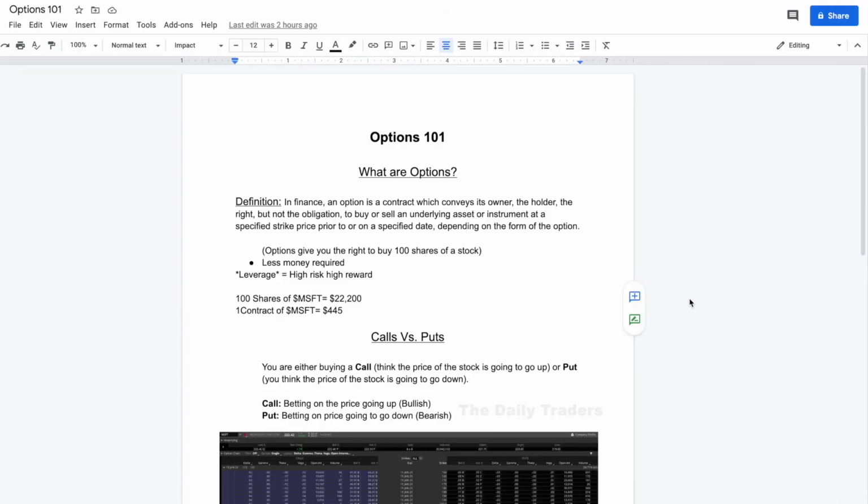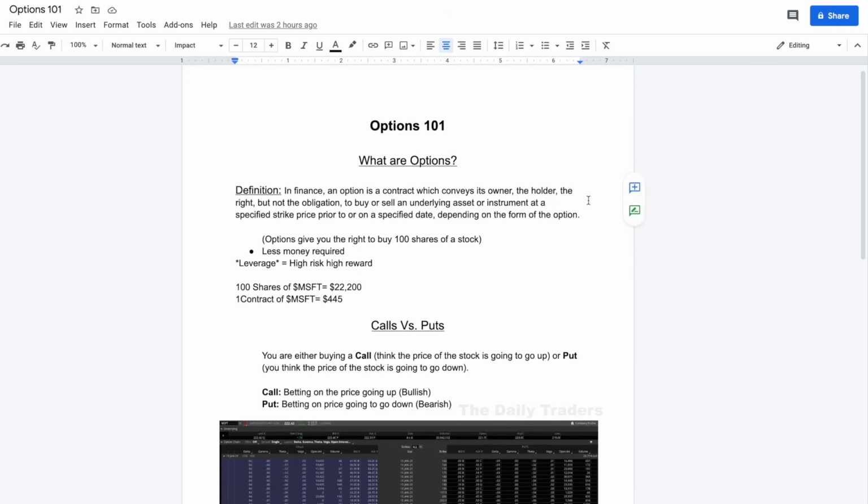Congratulations, you have officially made it to the options section of the course. I'm going to be talking about what options are, what to call, what to put, how to execute an order, how to actually trade options. So here's the definition of what an option is. In finance, an option is a contract which conveys its owner, the holder, the right but not the obligation to buy or sell an underlying asset or instrument at a specified strike price prior to or on a specified date, depending on the form of the option.